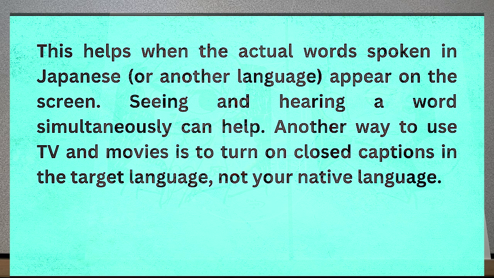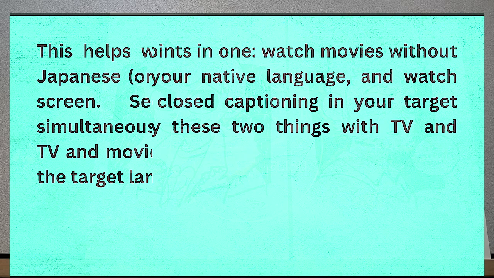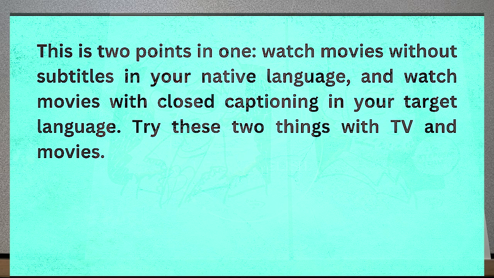Another way to use TV and movies is to turn on closed captions in the target language, not your native language. This is 2 points in one. Watch movies without subtitles in your native language, and watch movies with closed captioning in your target language. Try these 2 things with TV and movies.